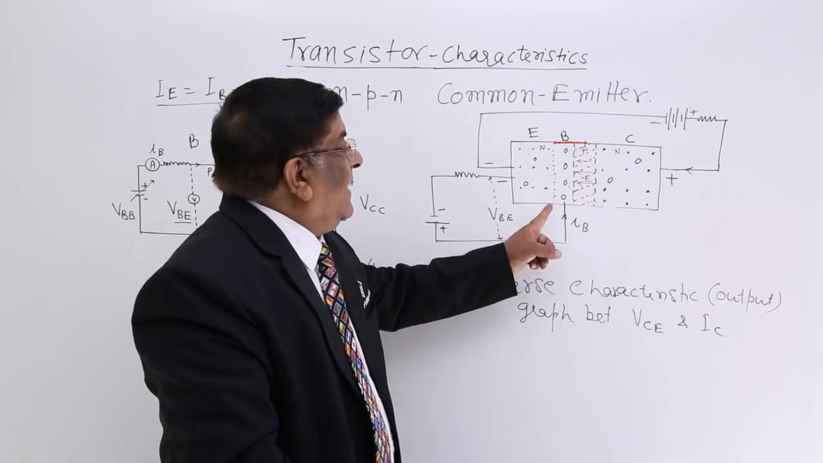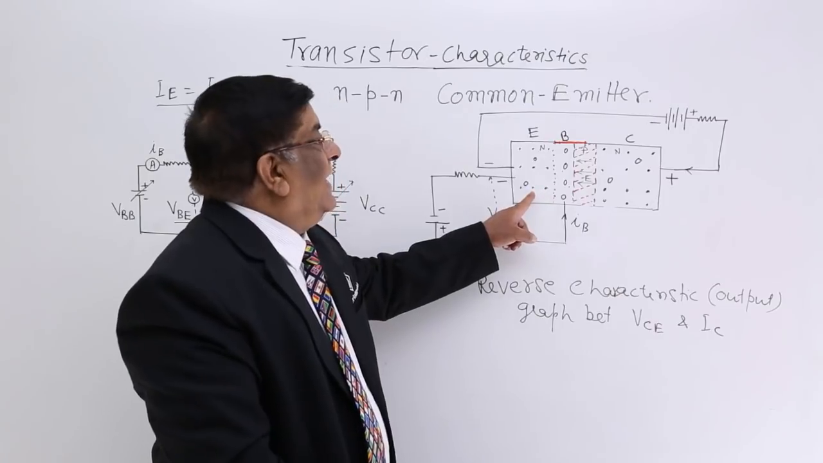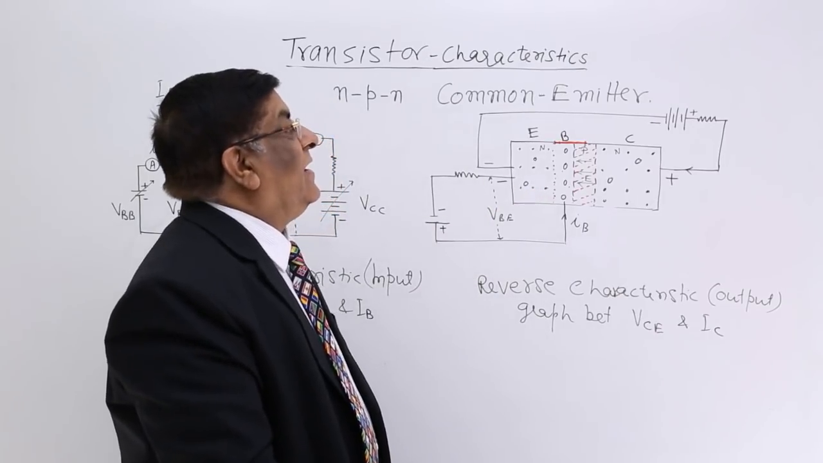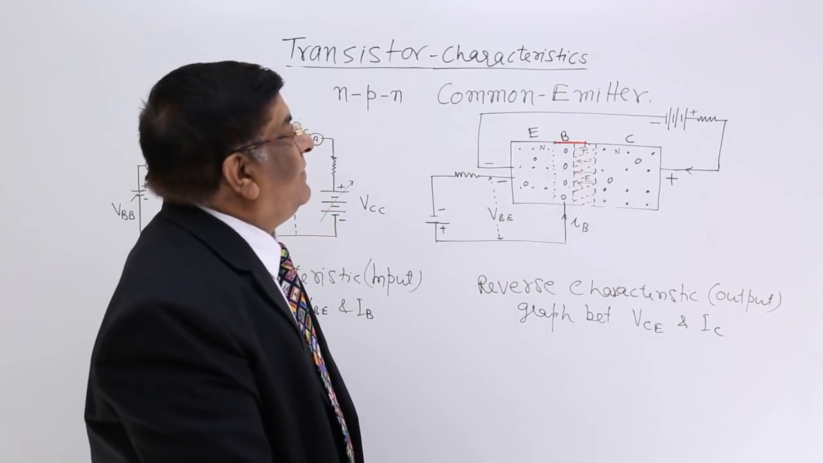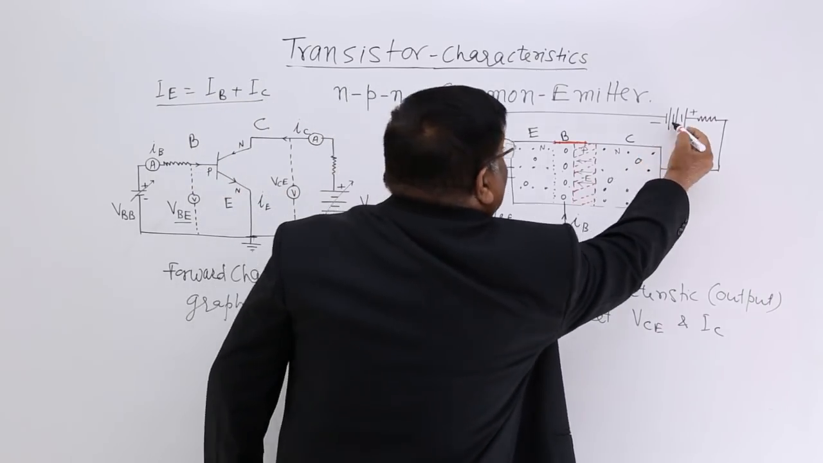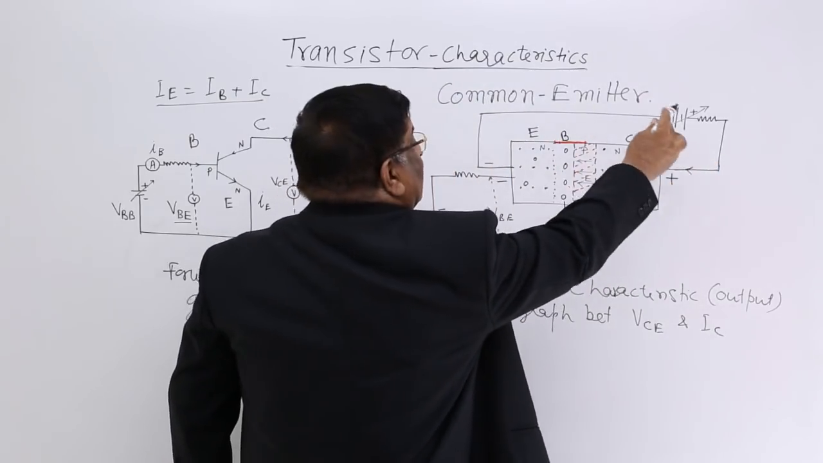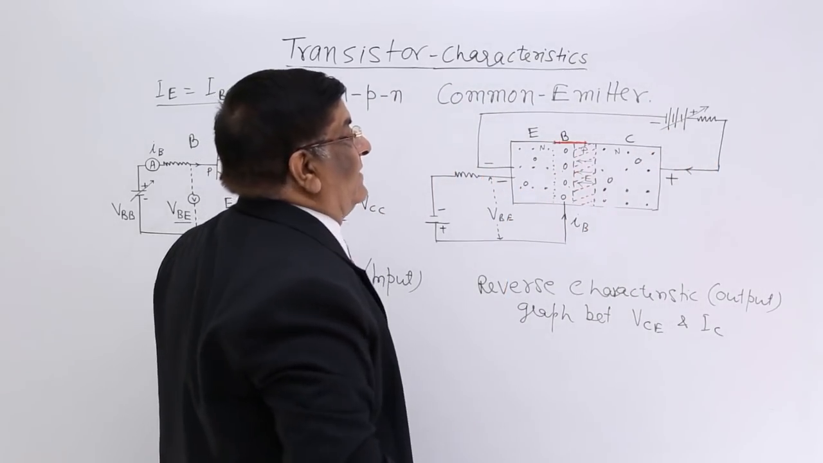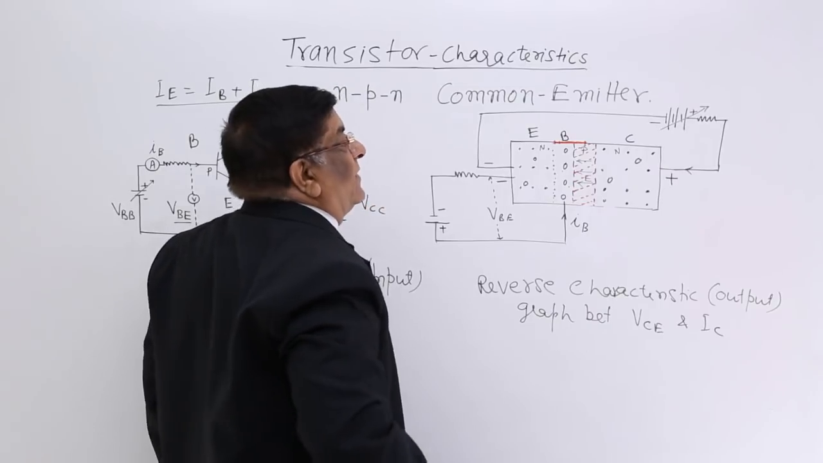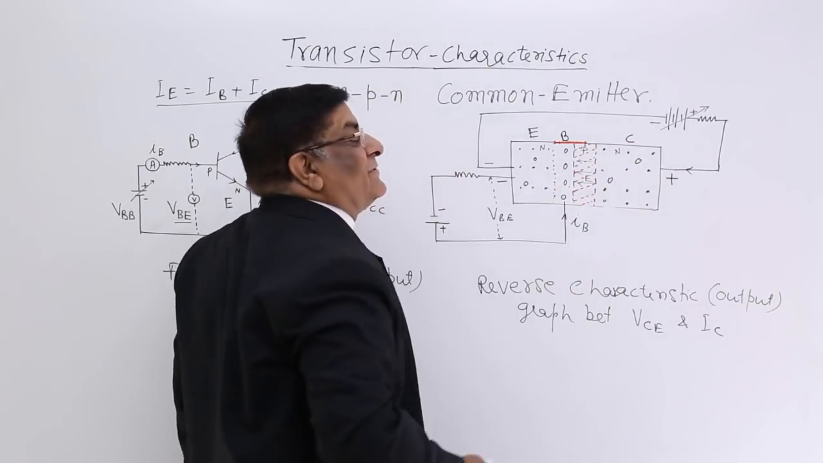This current, when it keeps on flowing, is affected by the concentration of positive charges here and negative charges here. At the same time, we find that this battery is also connected, and this is also sending a current here, and that is a reverse current. Reverse current means what? That current is not made by the majority charge carriers.